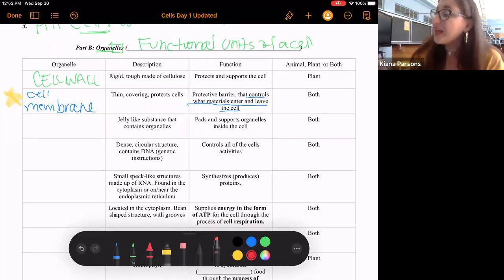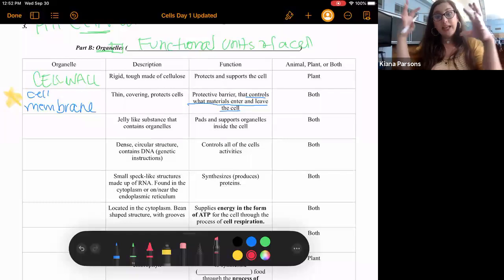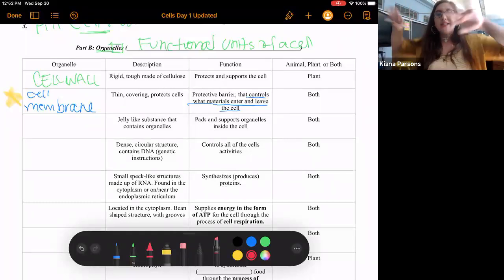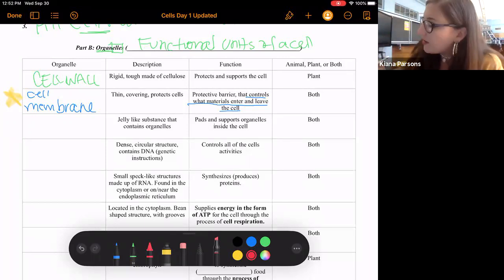So this next organelle is a jelly-like substance that contains the organelles. So within the cell itself, inside of the cell membrane, there is this jelly-like substance, and inside of this jelly, suspended, kind of like inside Jell-O, you can sort of see fruit floating. This jelly-like substance pads and supports the organelles inside of the cell. This occurs in both plant and animal cells, and this organelle is called the cytoplasm.